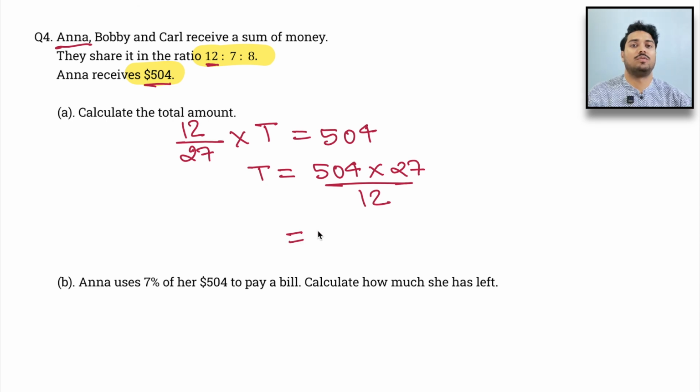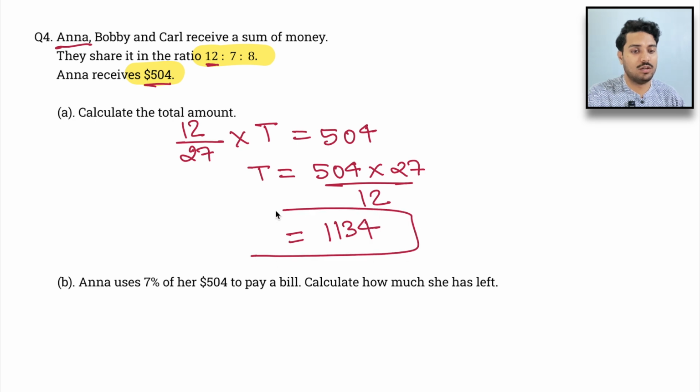Let's do this calculation. We'll get the total amount. So 504 multiplied by 27 divided by 12, and the answer is 1134. So $1134 is the total amount. Now it says Anna uses 7% of her 504 to pay a bill. Calculate how much she has left.